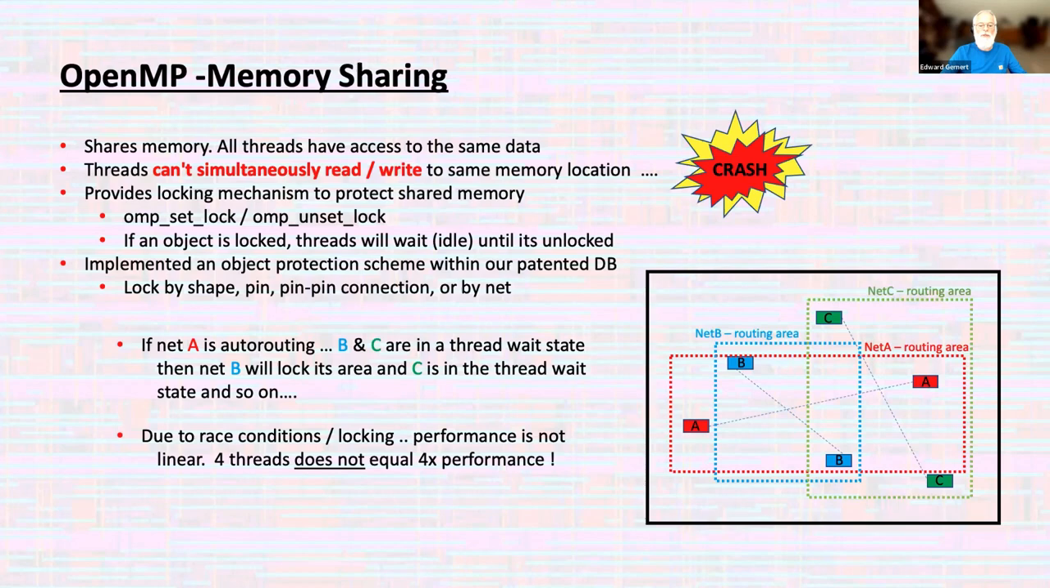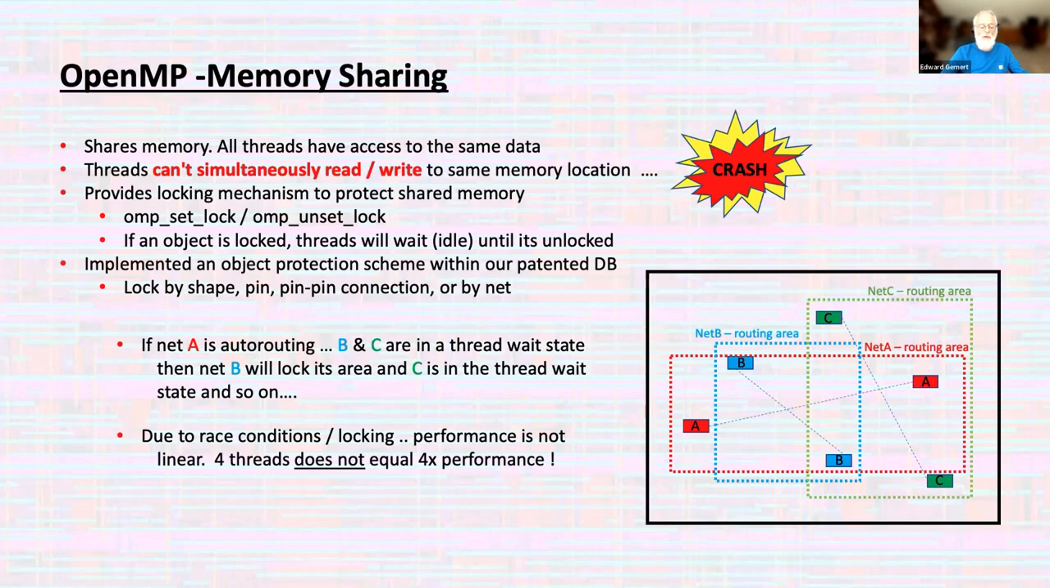As I said, OpenMP shares memory. So all threads have access to the same data. One of the downfalls is threads can't simultaneously read and write to the same memory location. Crashes, you're going to have unknown data states, really bad things can happen. So you have to be very conscious of what you're doing and when you're doing it. OpenMP provides a locking mechanism, so you can set a lock, unset a lock on an object. If an object is locked, all the threads will wait in the idle state until that object is unlocked.